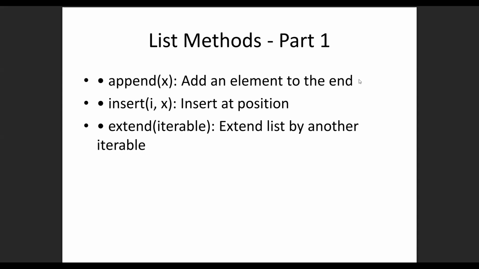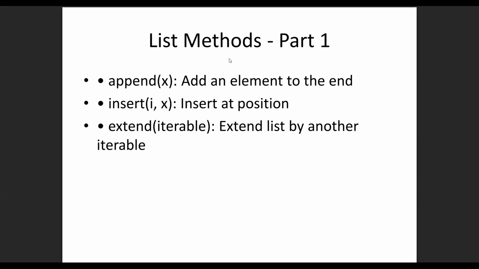List methods. There are some list methods for the list data type. It means how to apply each and every method. For everything, there are some methods available in the list. So we can see each and every method.